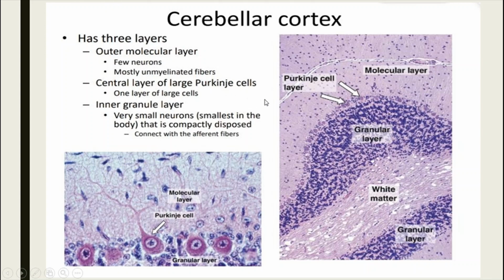The cerebellar cortex is composed of cells. The molecular layer is formed with few neurons, only some of the neurons. That's why it is somewhat spacious or diffuse, with neurons seen along with unmyelinated fibers. So the outer molecular layer is somewhat diffuse with few neurons and unmyelinated fibers.